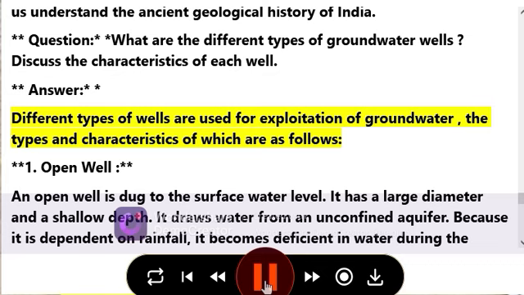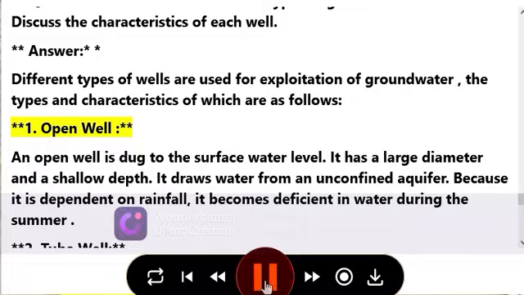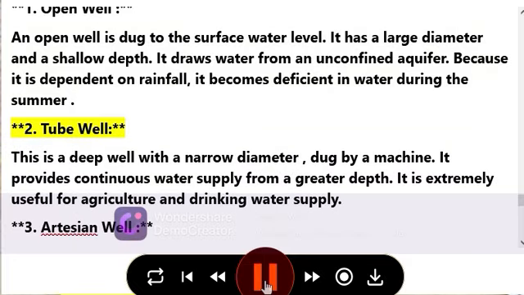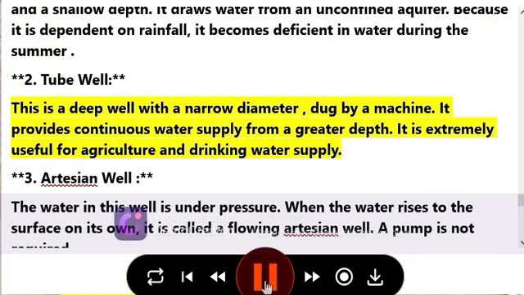Discuss the characteristics of each well. Answer: different types of wells are used for exploitation of groundwater, the types and characteristics of which are as follows. 1. Open well. An open well is dug to the water table level. It has a large diameter and a shallow depth. It draws water from an unconfined aquifer. Because it is dependent on rainfall, it becomes deficient in water during the summer.